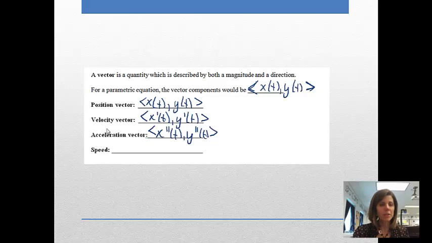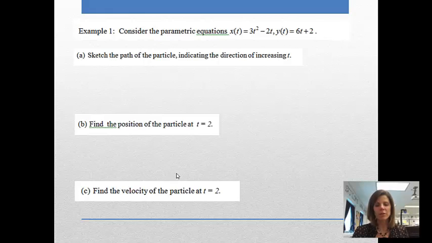And then the speed is actually not a vector. The speed is just how fast this object is traveling, and the way that we're going to get it is the square root of the derivative of x with respect to t squared plus the derivative of y with respect to t squared. You'll notice that looks very familiar. It looks a lot like the arc length formula, but we're not taking the integral for the speed. We're just calculating that. And dx/dt is just really x prime, and dy/dt is y prime. Okay, so let's jump into the example.